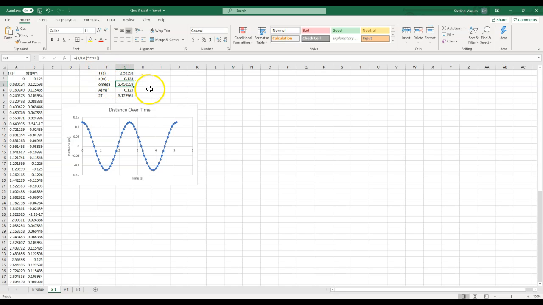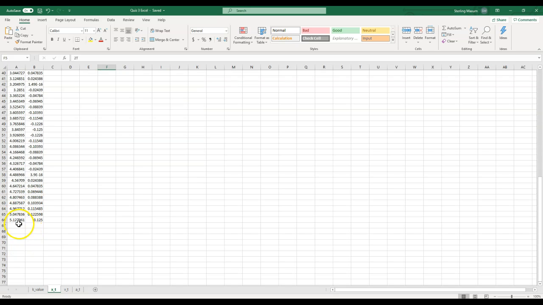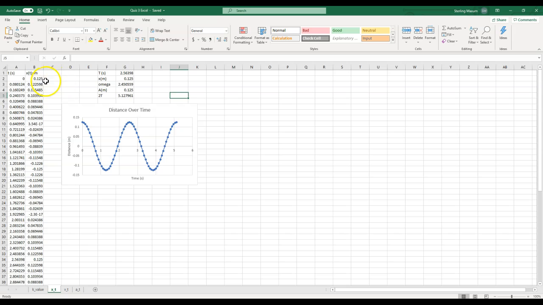Then I calculated omega, which was just 1 over the period, so the frequency times 2 pi, and got the 2.45. And I don't know why, but I decided that I also needed the amplitude, which is the same as the distance. And I also had 2t because I used that just to figure out how far down I should go, which was right there.